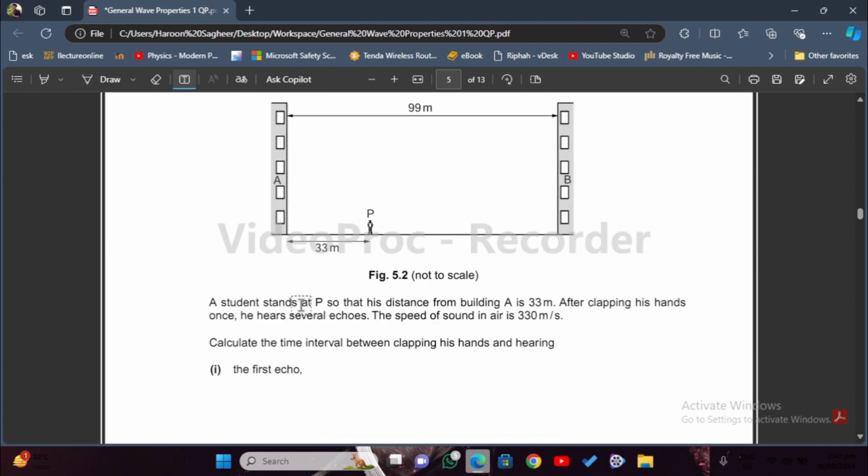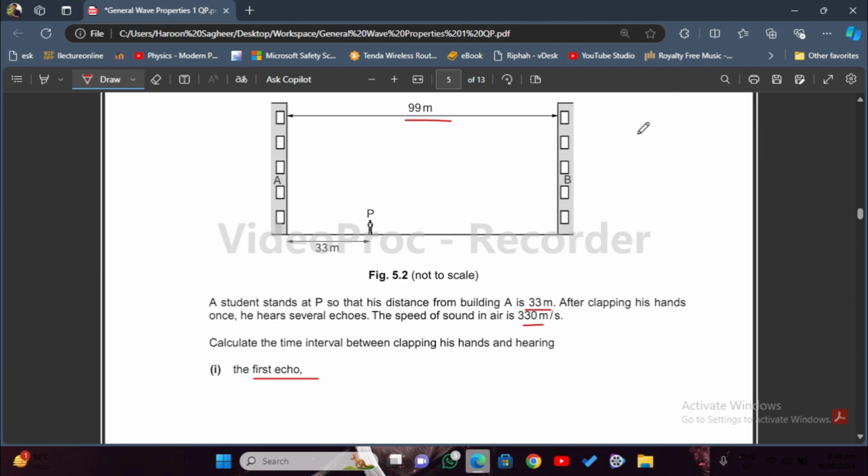Right, in question number B, part B, there is a person who is standing. Now here are two buildings, buildings A and B, and the distance between these two buildings is 99 meters. And that person is standing at 33 meters toward this building A. Now the distance is 33 meters, speed is 330. We would have to know what is the first echo.